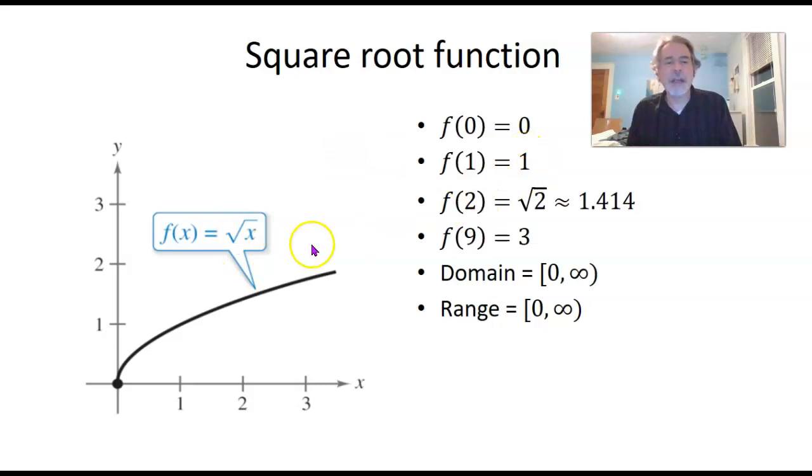X can't be negative. And the range of this function, what this comes out to be, is also greater than or equal to 0. So the number you put in has to be greater than or equal to 0, and the number you get out as the square root of that has to be greater than or equal to 0. By the way, notice this is an increasing function on this interval from 0 to infinity.